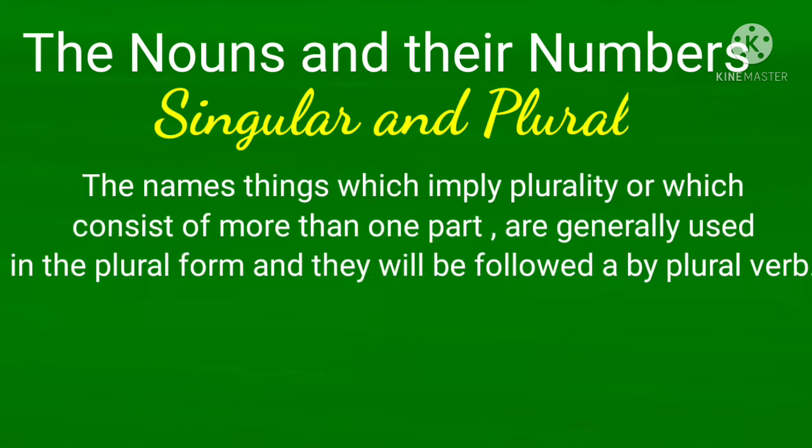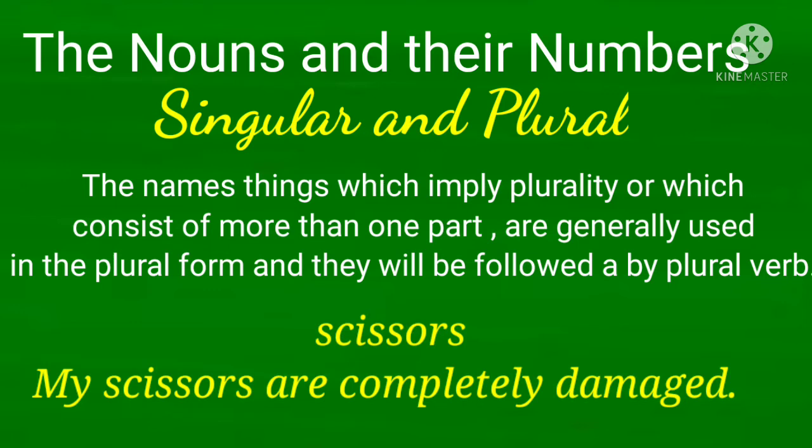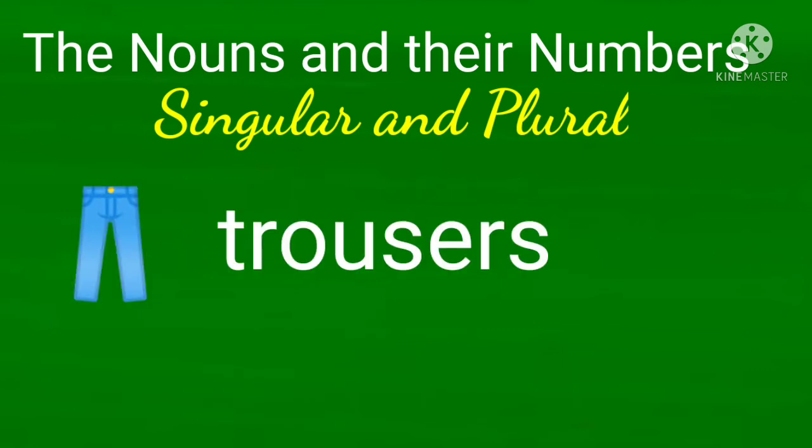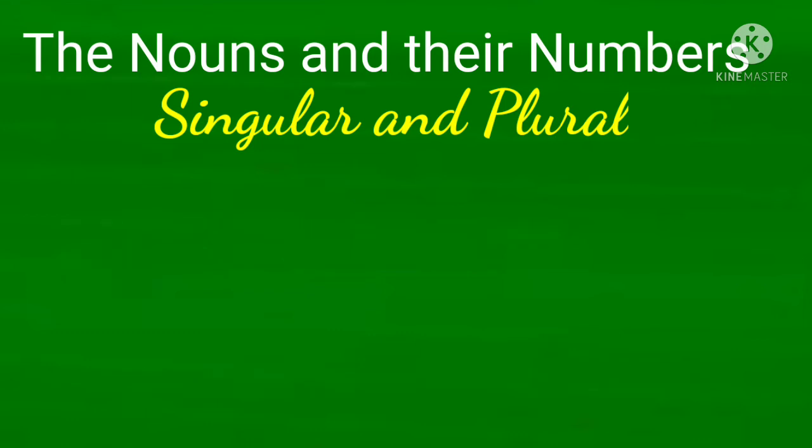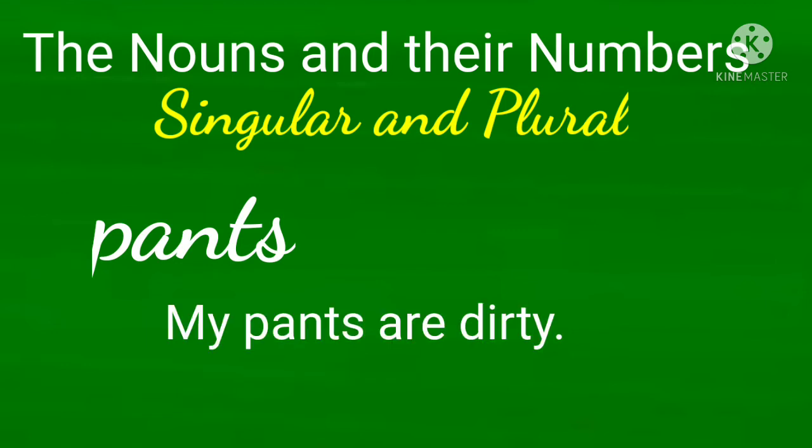The names of things which imply plurality or which consist of more than one part are generally used in the plural form, and they will be followed by a plural verb. For example, scissors. My scissors are completely damaged. Trousers. My trousers are very costly. And pants. My pants are dirty.